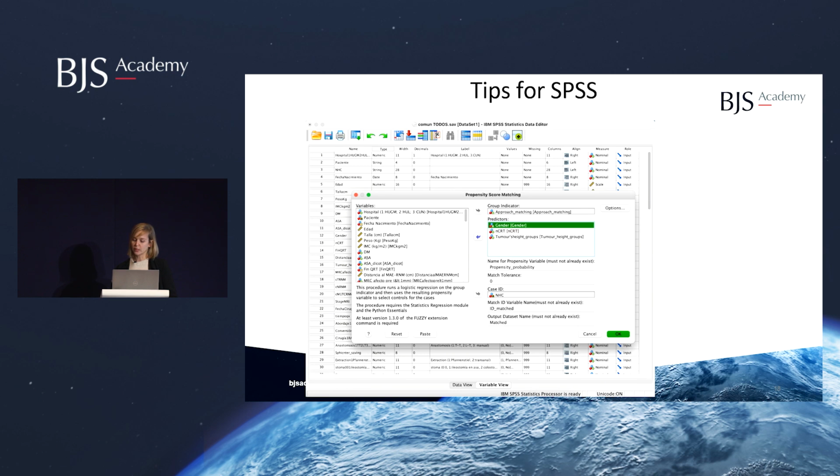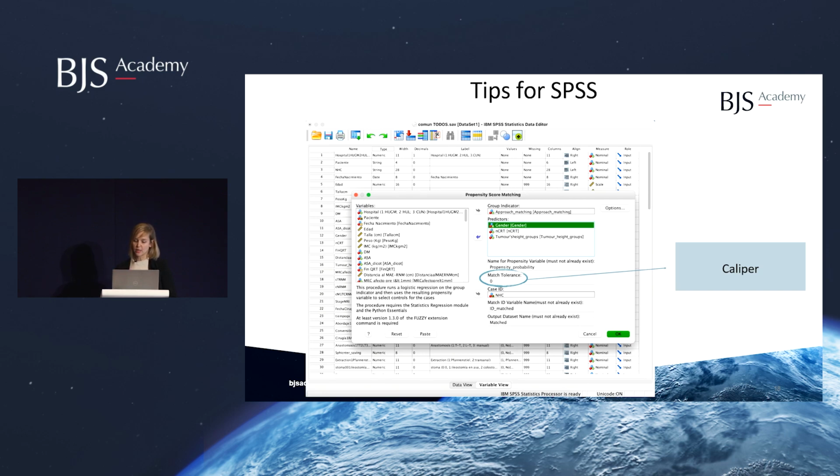Then we have to include the predictors or the covariates that we have pre-selected before beginning the study, and then the match tolerance. This is the caliper we want to allow. In this case, we chose 0 because we wanted two groups with exactly the same percentage of patients with these characteristics in both groups. And then the case ID will help you to identify your patient, and the rest of the fields are meant to be the names of the new columns and the new database.